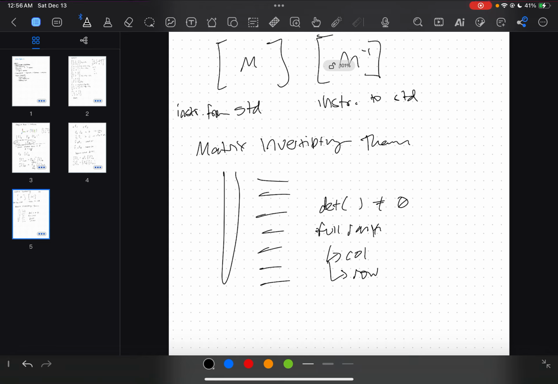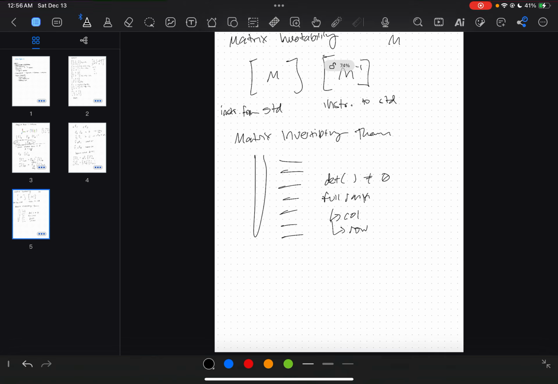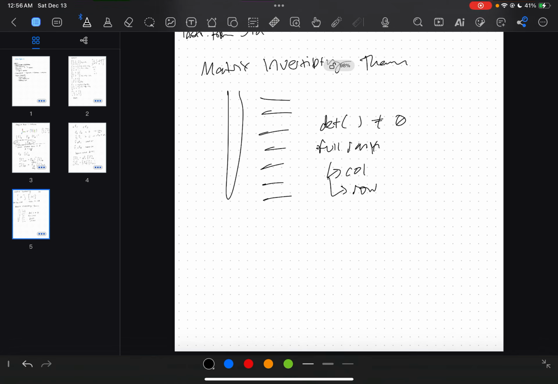And what else? There's a few other ones. I remembered them a few days ago. I don't remember them anymore. But yeah, this is good for proofs.